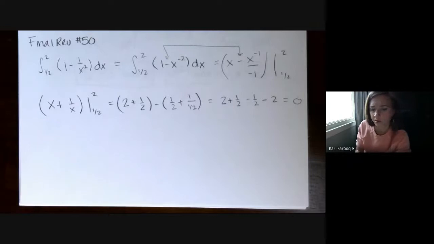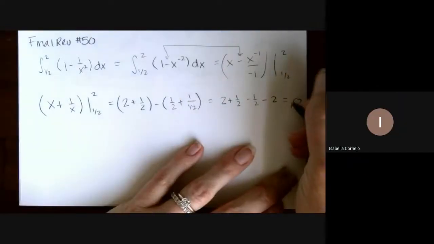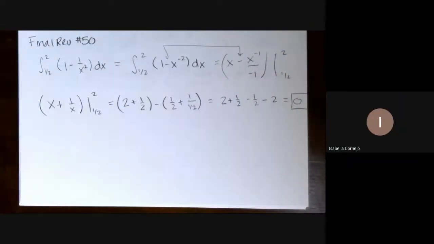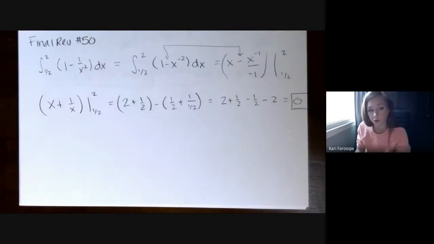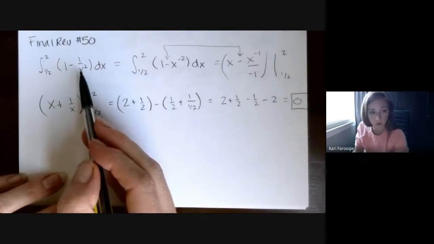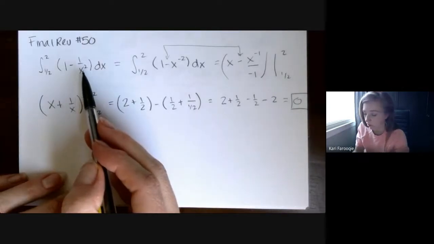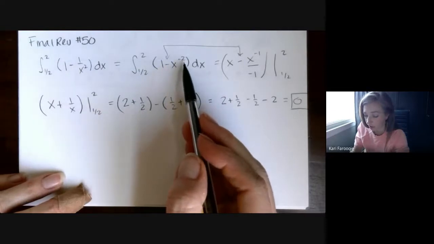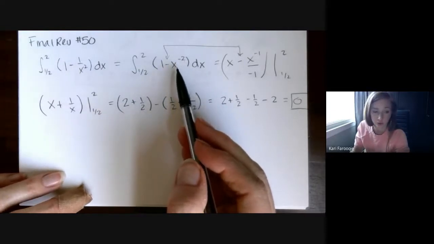Go ahead, Isabella. What's your question? So you said not to use substitution when? So you don't need it if you don't have some sort of composite function. So for instance, if you can rewrite this as just x to the -2nd, then you don't actually need a u substitution.